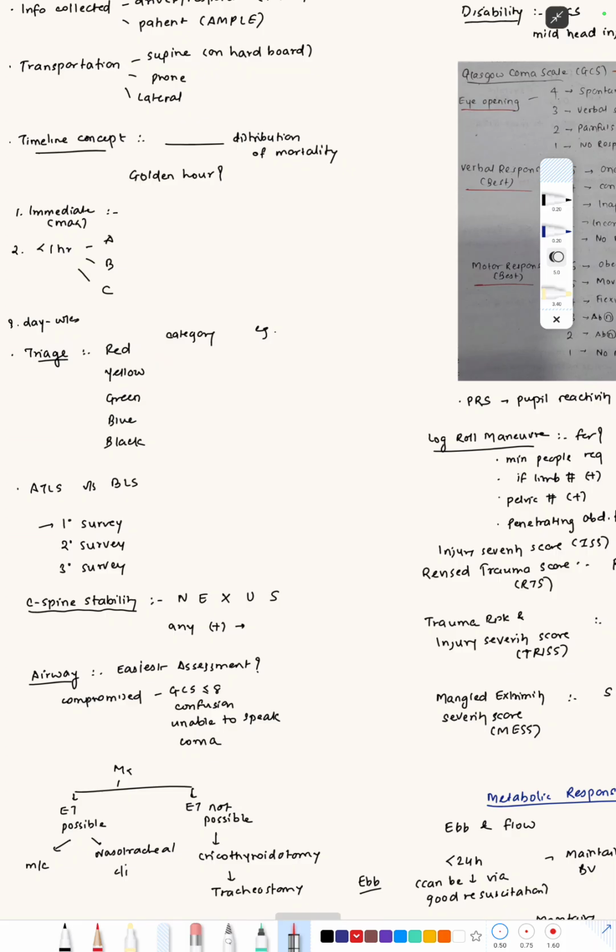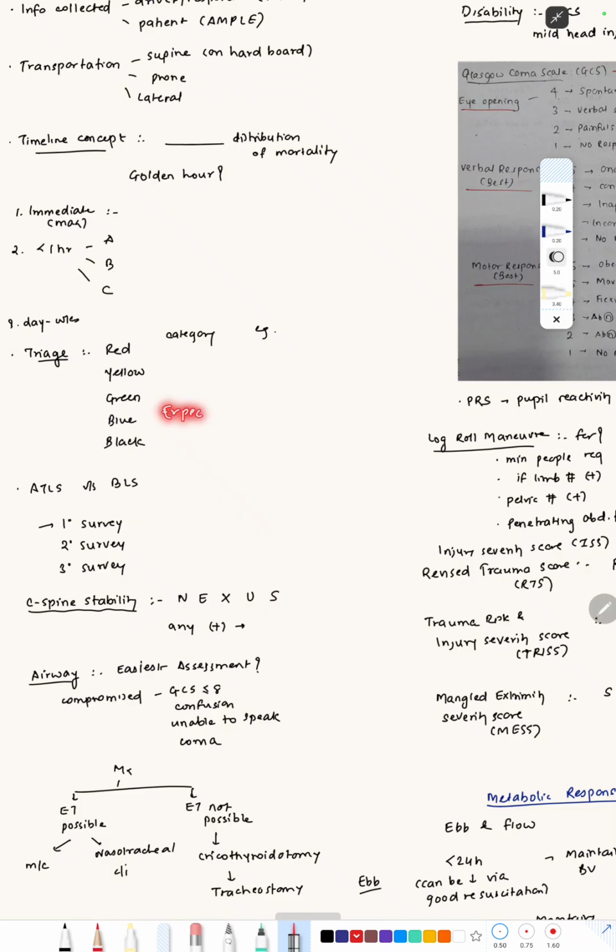Then blue are the moribund patients, for example more than 70% third degree burns or massive head injury, more than 90% hemorrhage, and if such things have happened, then these are the moribund patients. And the black are the dead patients. The category of blue is called expectant.